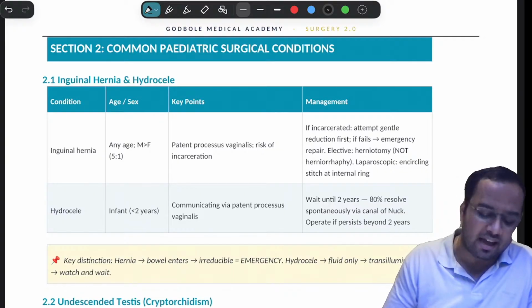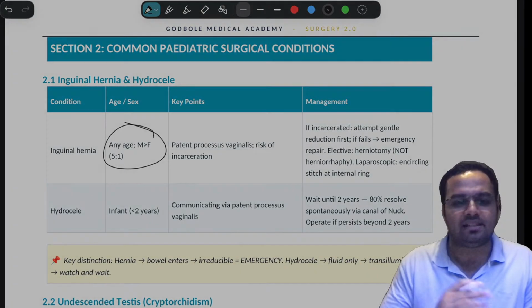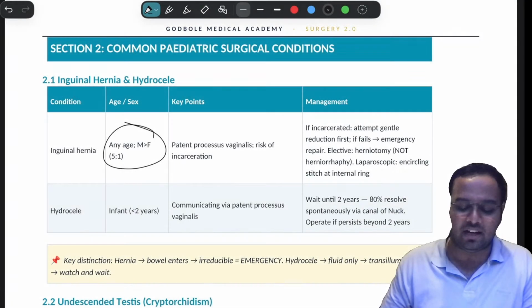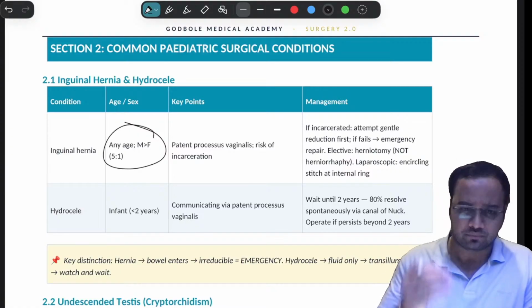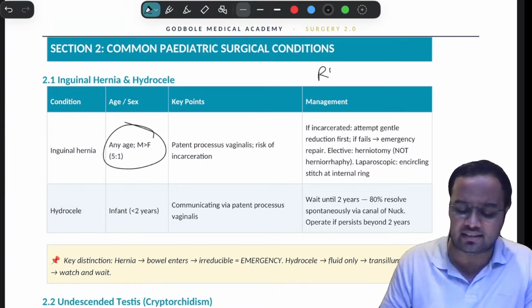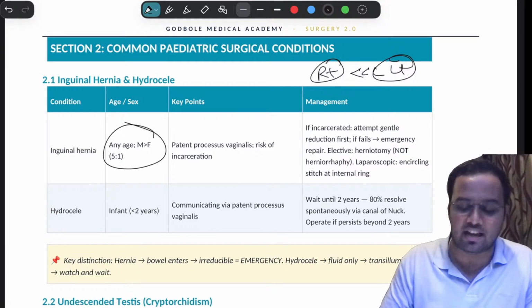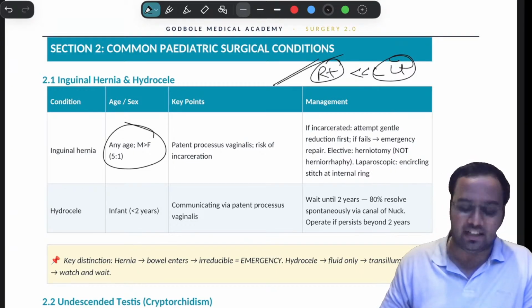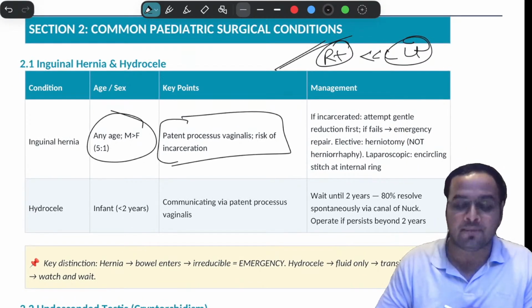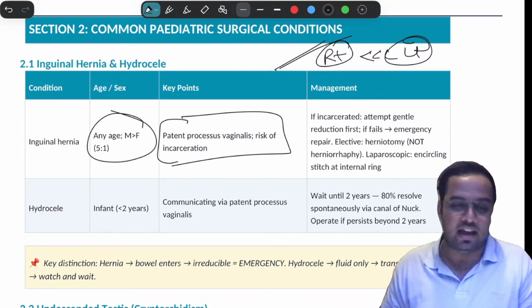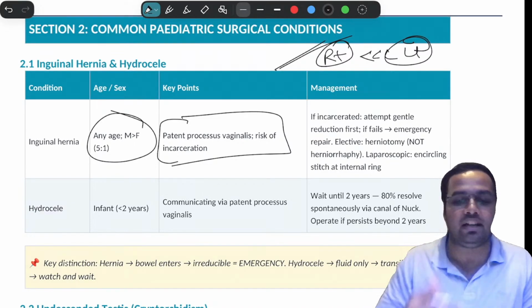So inguinal hernia, always remember, is more common in males than females, because the spermatic cord is going to descend to the scrotum, and the right testis is going to descend much later than the left testis. Hence inguinal hernia is more common on the right side. So it is because of the patent processus vaginalis. While talking about the inguinal canal anatomy, I am going to tell you how the inguinal canal develops.